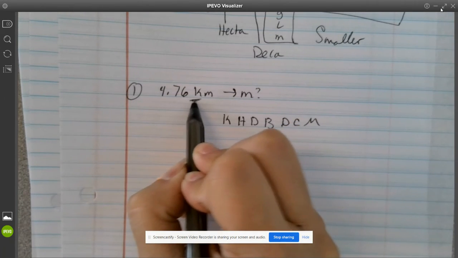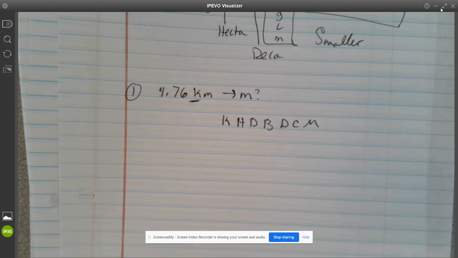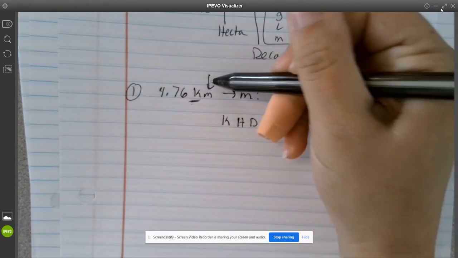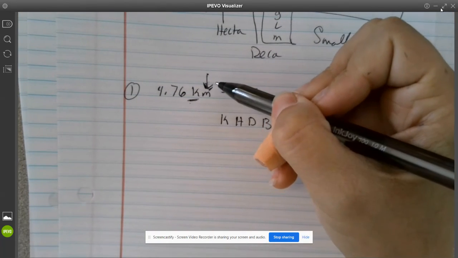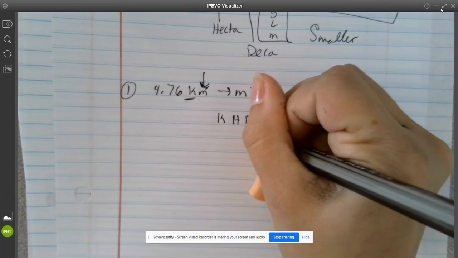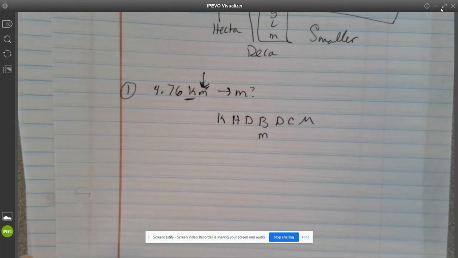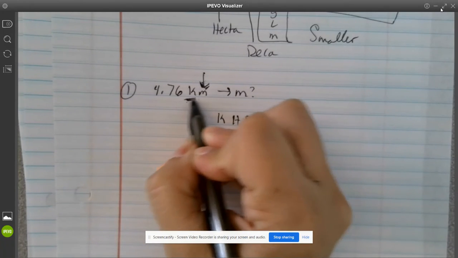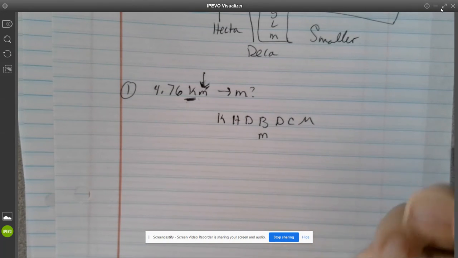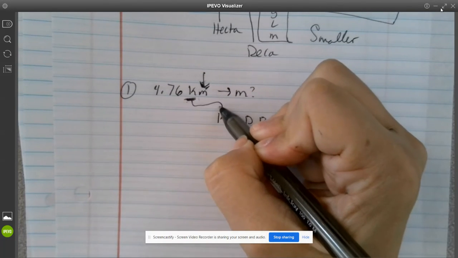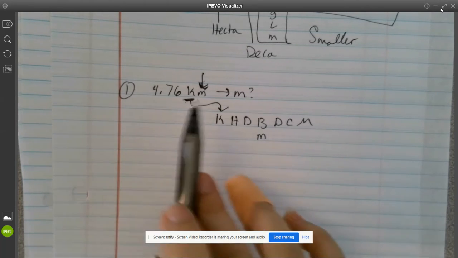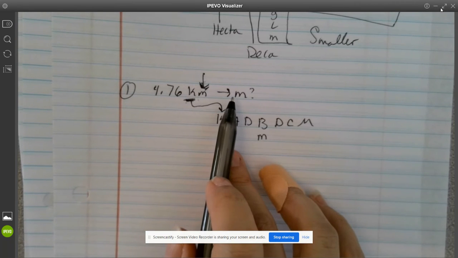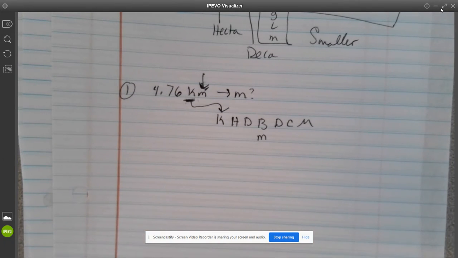Our dead giveaway when we're dealing with metric units, our last letter is generally our base. So this is telling me that my base is going to be in meters. The first letter is going to tell me how big or how small it is. So as you see, we're dealing with K, so that means we're going to be looking at kilo. So we're going to go from kilometers to meters. How do we do this?